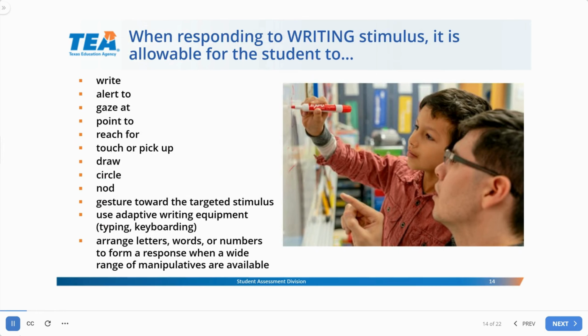Here is a list of alternate response modes for writing. Take a moment to read this list.